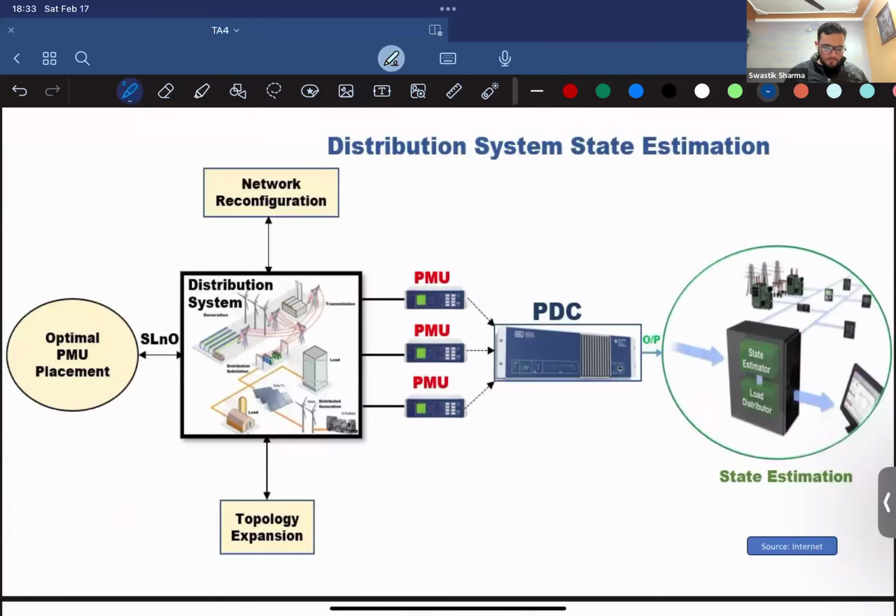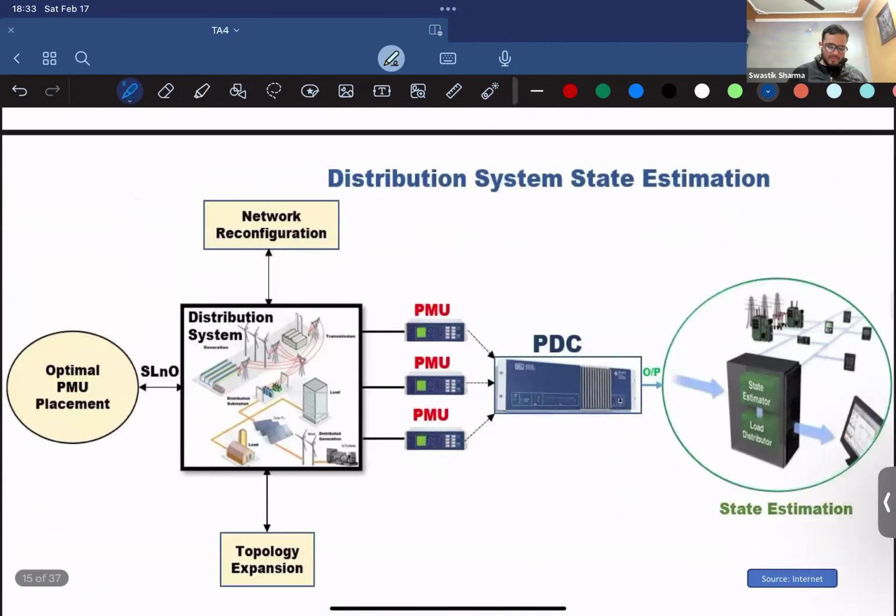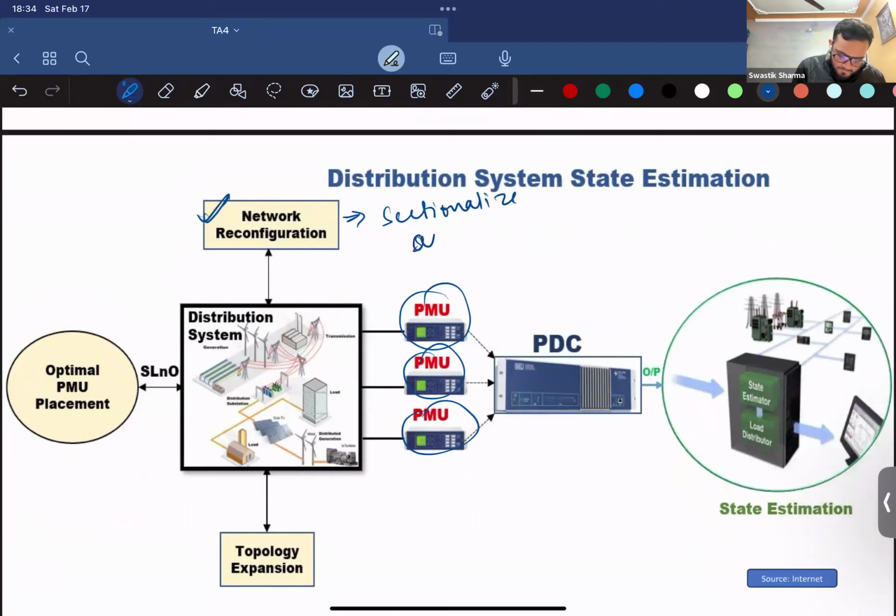So this is all about how the PMUs work at the distribution side. You have the whole distribution system coupled with various PMUs. So this helps in doing what? You can do network reconfiguration in real time. You can sectionalize areas, that is, you can open or close switches, and you can do topology expansion as well, whereas you can connect different feeders with the main feeder, only after doing optimal PMU placement.